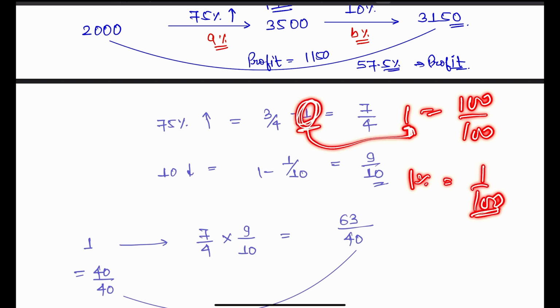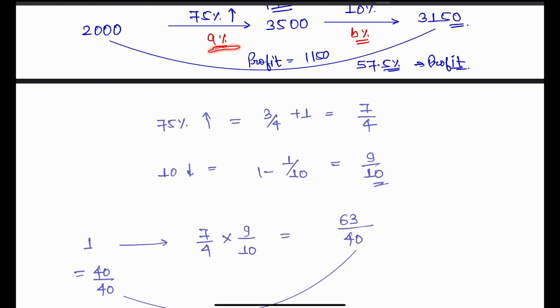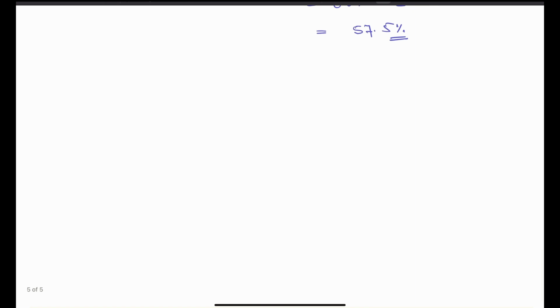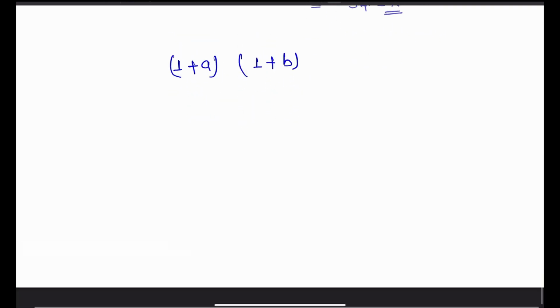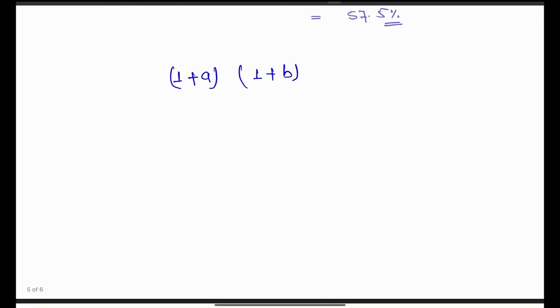So if an a% increase and a b% increase are there, I can write a formula that (1 plus a) into (1 plus b) will be our successive increase. So eventually, if we multiply this, we will get 1 plus a plus b plus ab.